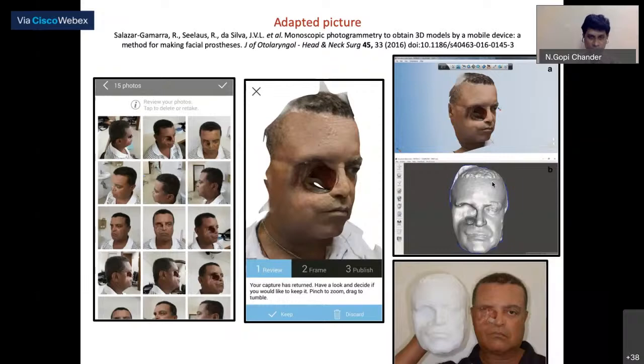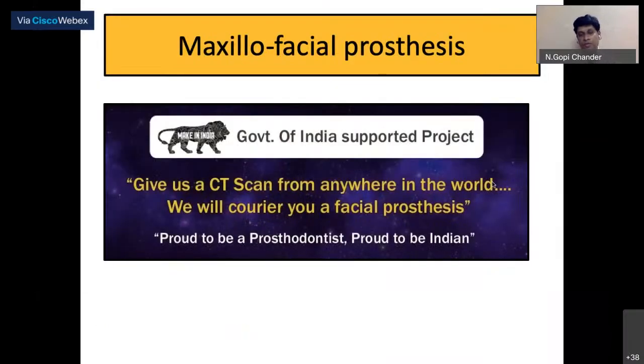It is also India. We have a lot of government of India supported projects in the Make in India concepts. A lot of prosthodontists are working on this in terms of getting things on a more defined platform, more customized Indian platforms. It's totally not out of our hands. You give a CT scan to the people, they design the restorations and give you a maxillofacial prosthesis.